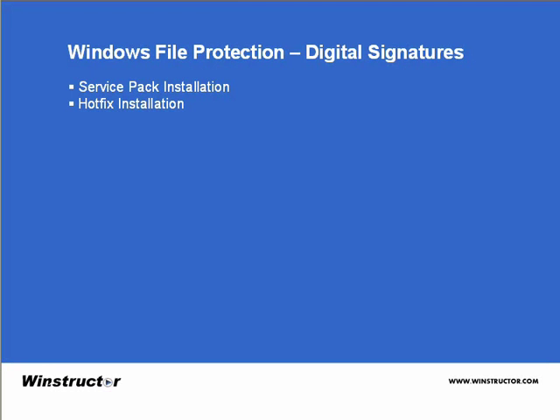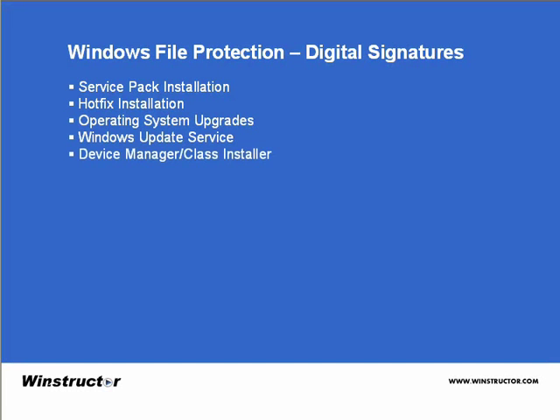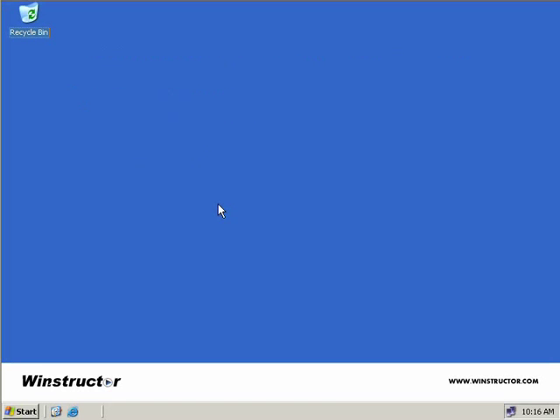The next executable code type carrying a digital signature is hotfixes and operating system upgrades that are launched using WinNT32.exe. The Microsoft Windows Update Services, or Software Update Services if you have a SUS server, is another method. And finally, we have files that are copied using the Device Manager and Class Installer.